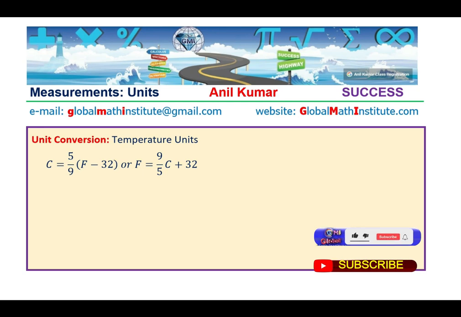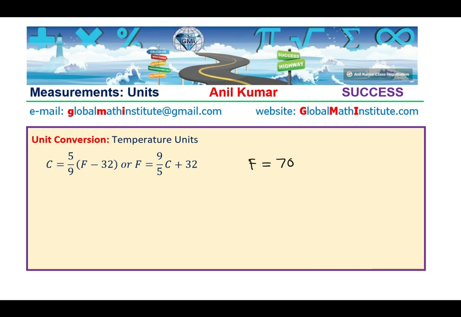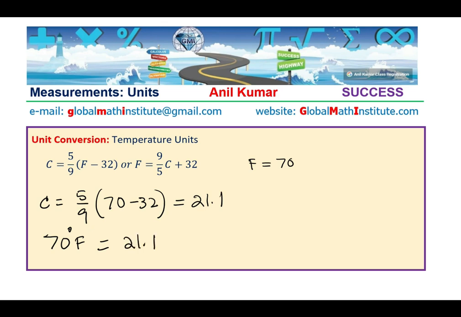So let's take up an example. If I say that the temperature in Fahrenheit is around, let's say, 70, in that case, how much will that be in Celsius? Well, in that case, Celsius will be 5 over 9 times (70 minus 32). Let's use the calculator. So we have 70 minus 32, and we're multiplying by 5, dividing by 9, and we get approximately 21.1, right? So 70 degrees Fahrenheit is equal to 21.1 degrees Celsius.